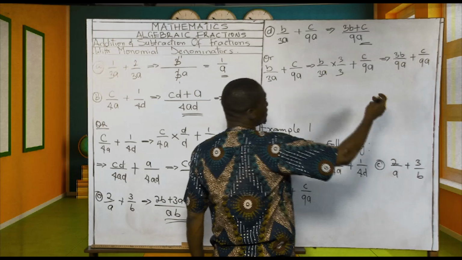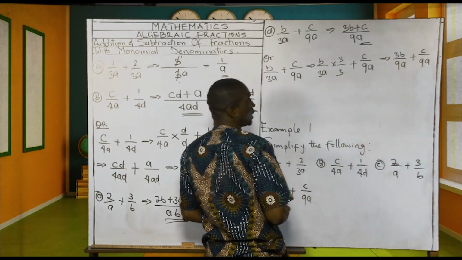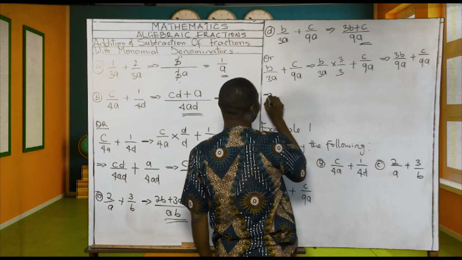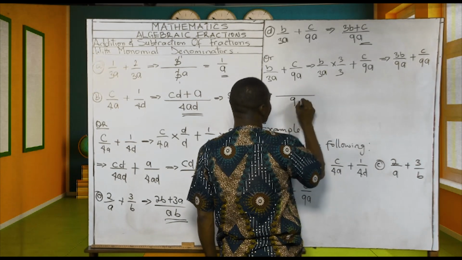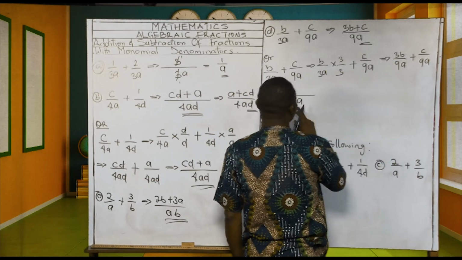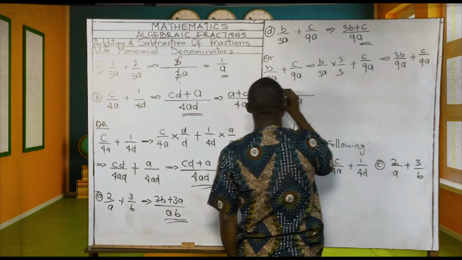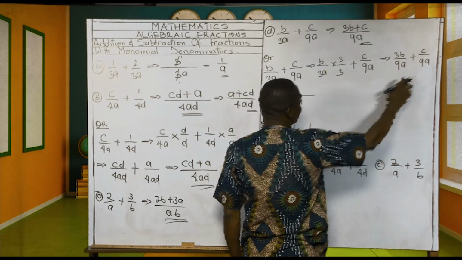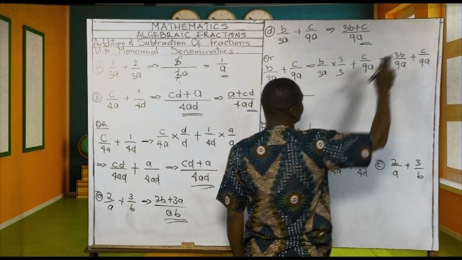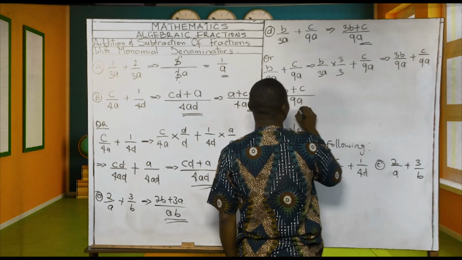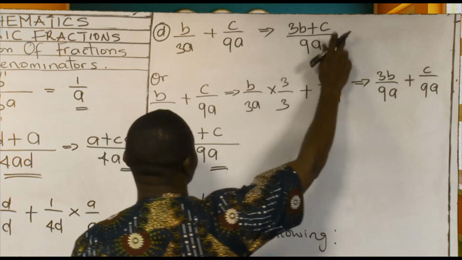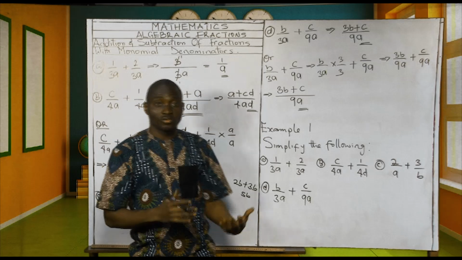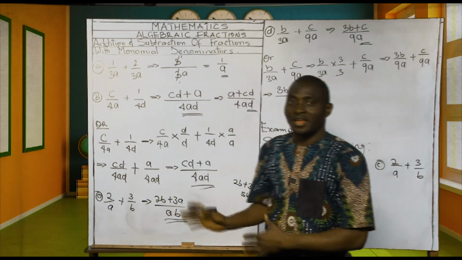Now, this gives us common denominators. So you write out the common denominator, which is 9A. 9A in 9A, that is 1. 1 multiplied by 3B will give us 3B. Plus sign operation. 9A in 9A, 1. 1 multiplied by C will give us C. And this will be our answer, which is the same as this. I hope you understand all that we have done so far.